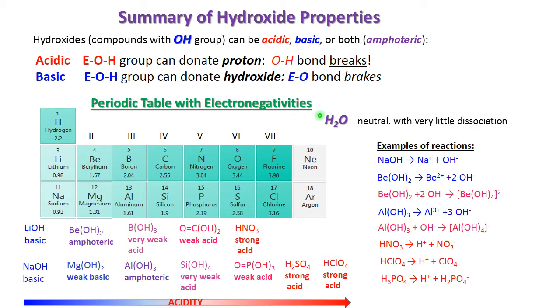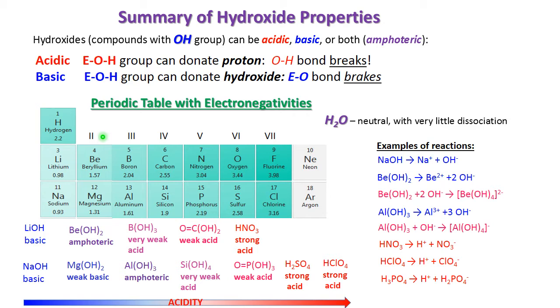Let's look at the first periods of the periodic system. First, the water molecule is neutral, but it can undergo some dissociation, as you remember. Now, what happens to first group elements? They have very low electronegativity, and they are all basic. Lithium hydroxide and sodium hydroxide, and below that potassium, are all basic hydroxides.